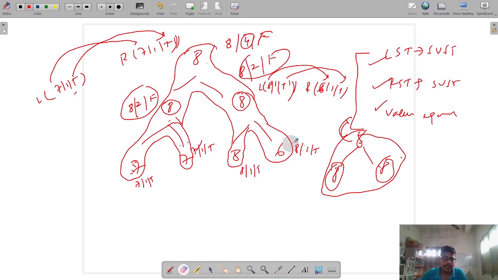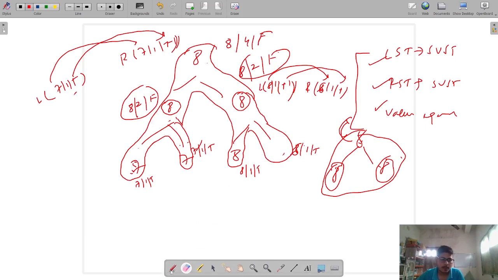Now suppose this was 8, so what we have to do, this was 8, so it will return 8 1 true, right? In the previous case, why am I writing this 8? It will be 6, right? It will be 6. Okay, so now suppose this is 8, so it will return 8 1 true, right? So from left we got 8 1 true, from right we got 8 1 true.